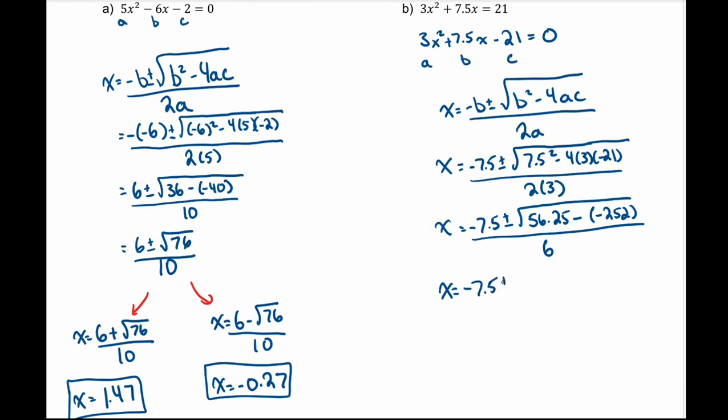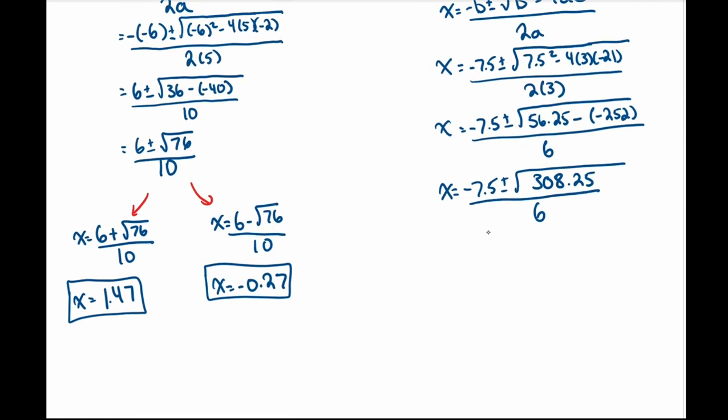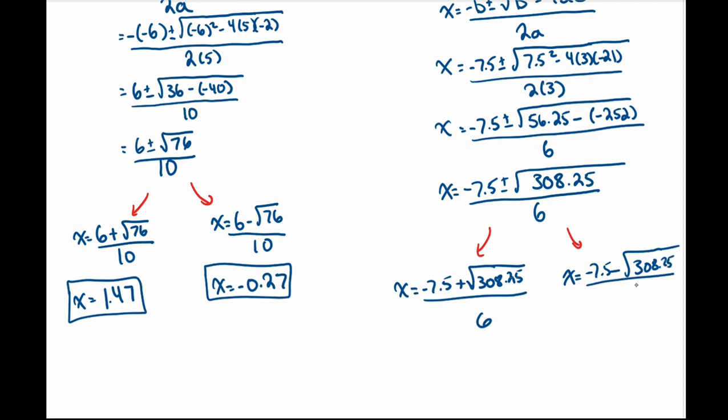Keep on simplifying and calculating. X equals negative 7.5 plus or minus the square root of 56.25 minus negative, or plus, 252. We should get 308.25, all divided by 6. And here again, now we can split off into our two different solutions for adding and subtracting. So we get x equals negative 7.5 plus the square root of 308.25, all divided by 6. And we get x equals negative 7.5 minus the square root of 308.25, all divided by 6.